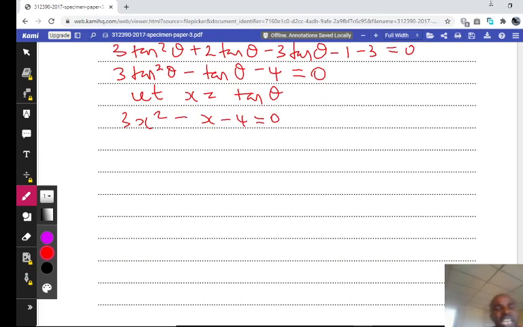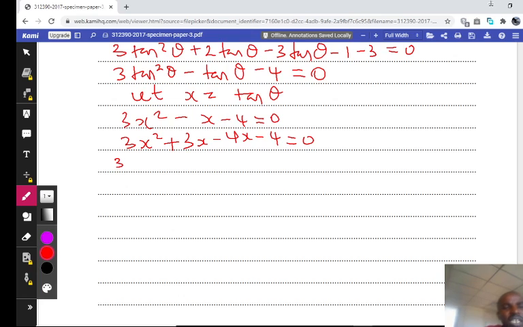Then we just have to factorize this one. Right, 3x squared times minus 4 gives us minus 12x squared. So which numbers are the factors of minus 12 that, when we subtract or add them, give us minus 1? They are actually minus 4x and plus 3x. So we say 3x squared plus 3x minus 4x minus 4 is equal to 0.